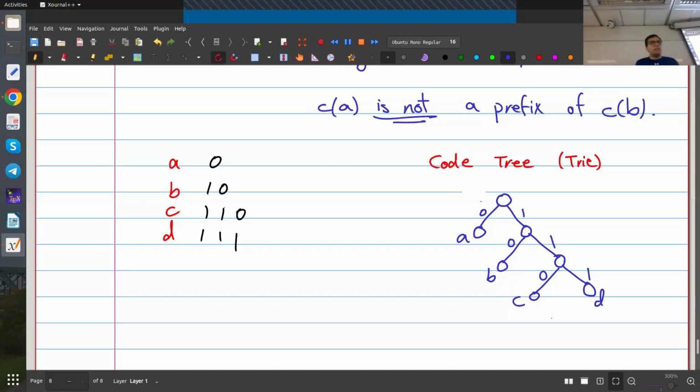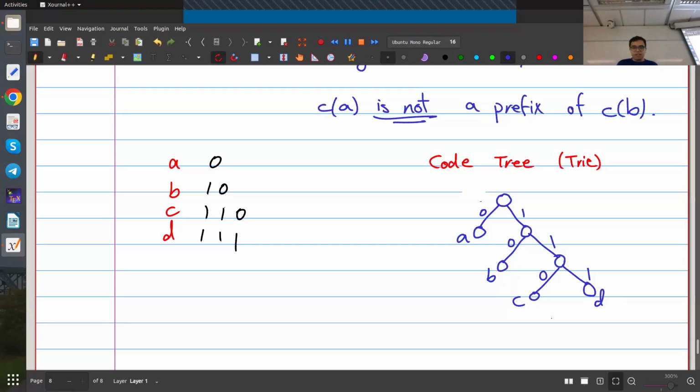Now, of course, if you give me a code, I can create a code tree, right? It's very easy. If you give me a code tree, I can create the code. Now, what are the properties of these code trees? Well, the first property is that they're binary trees, right? Every node can have at most 2 children because we only have 0 and 1.